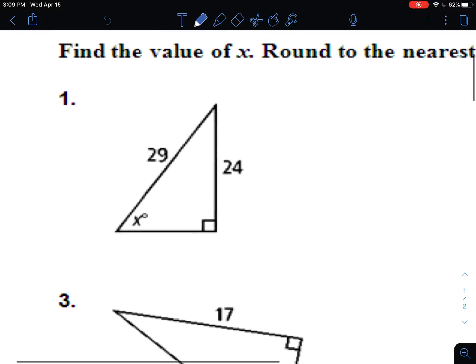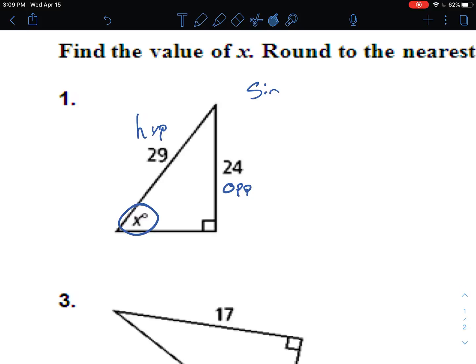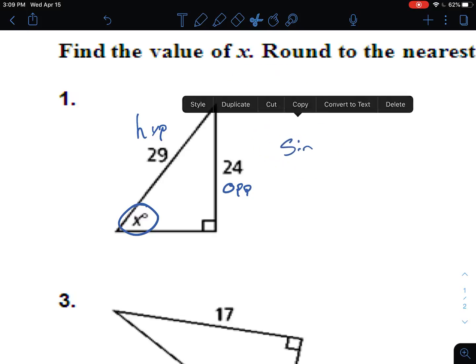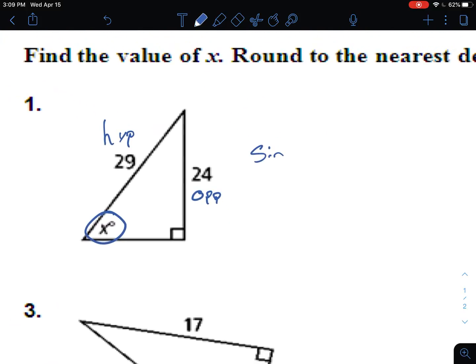So if we take a look at number 1 right here, we can see that the two sides that we have compared to the angle that we want to find are the opposite side and then the hypotenuse. So opposite and hypotenuse is sine. So then we write it how we always wrote trig functions, except this time it's going to say the sine of x because we don't know that angle, and then we put the opposite side over the hypotenuse.